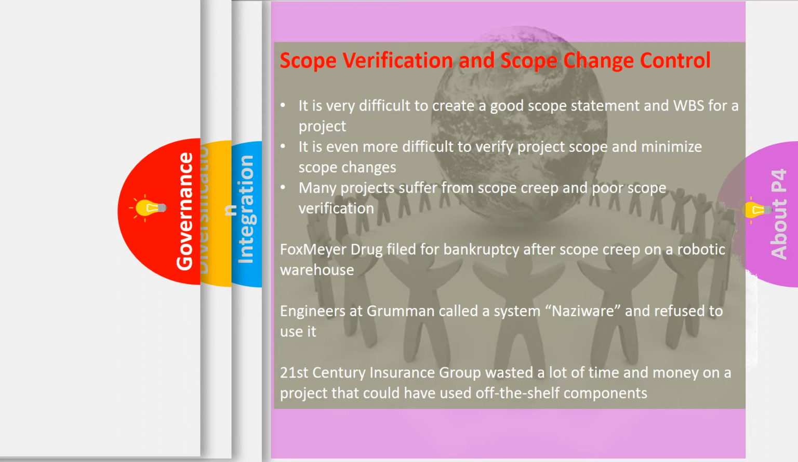Fox Meyer Drug filed for bankruptcy after scope creep on a robotic warehouse crept in. There are many examples of this where scope creep can cause your project to fail, due to changes, due to people wanting additional things, due to things not being understood and correct in the first place. And so additional changes need to be made, which costs more and takes more time.